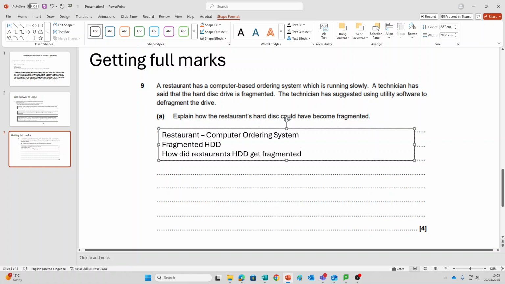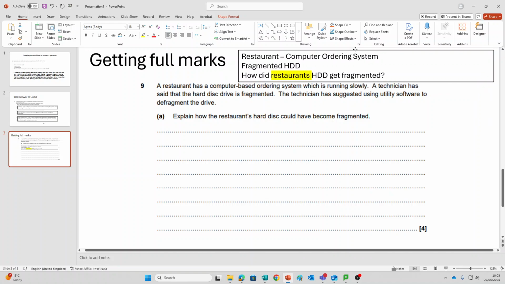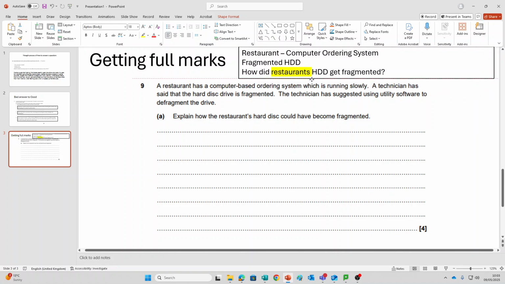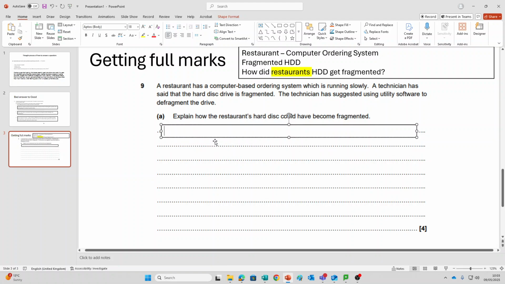And the key thing here is that it's the restaurant's. Okay, this is key. It's not just any hard disk drive, it's the restaurant's. So if you're doing online ordering, obviously you're going to make lots of little orders that are then deleted, because you make an order, it gets done, the order's deleted. So it's going to make lots of little files, because every order is going to be a file, right? So that's what you've got to try and think of. What are your 4 points you're going to make?